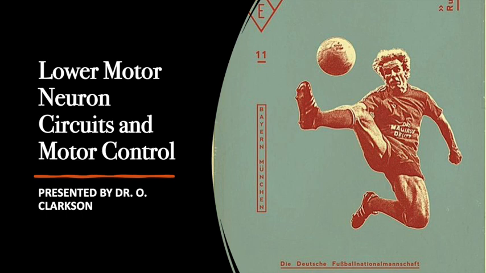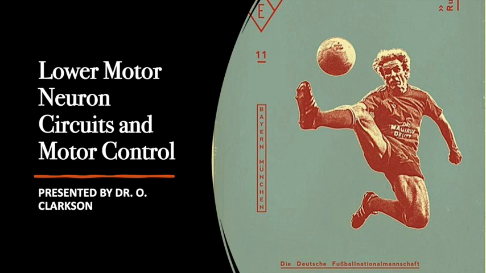Now, the lower motor neurons are going to be innervating muscle fibers within a single muscle. All the motor neurons innervating a single muscle, this is called the motor neuron pool.